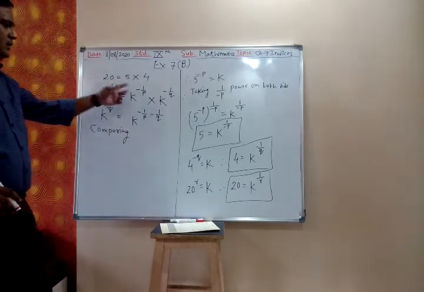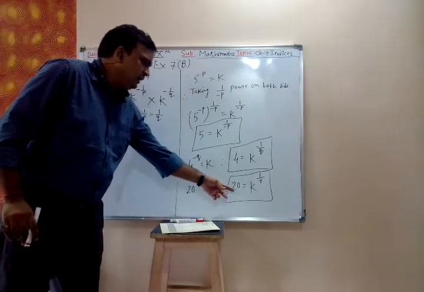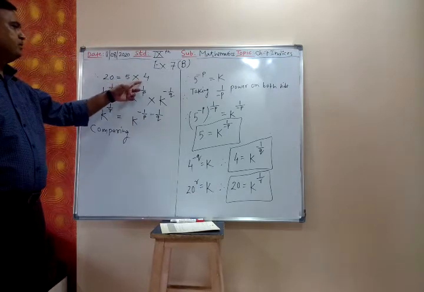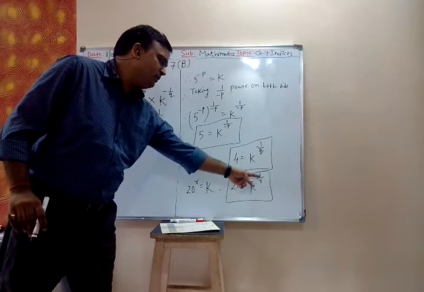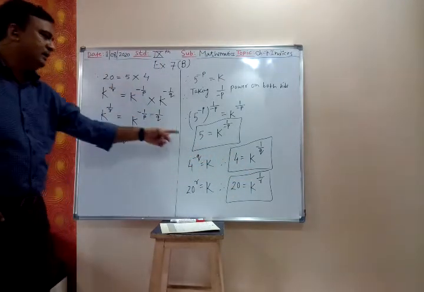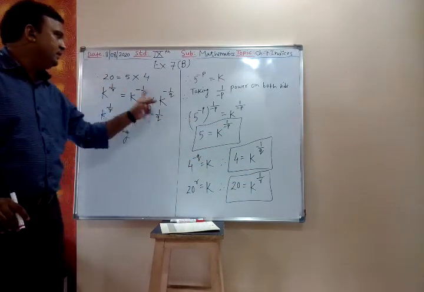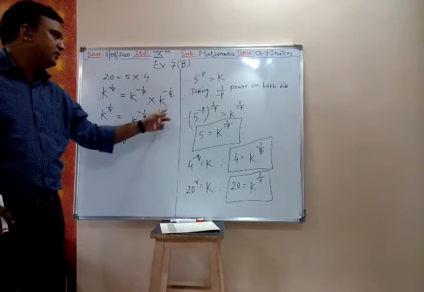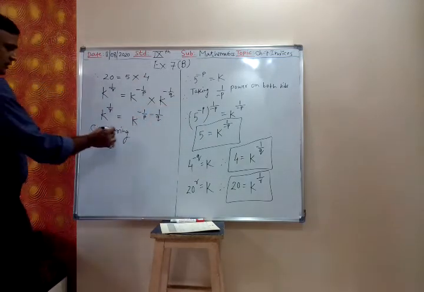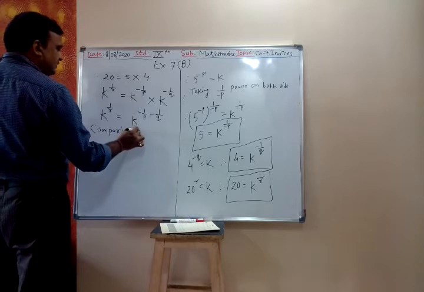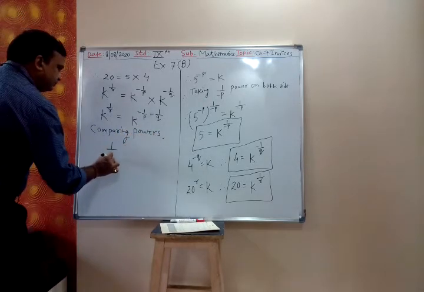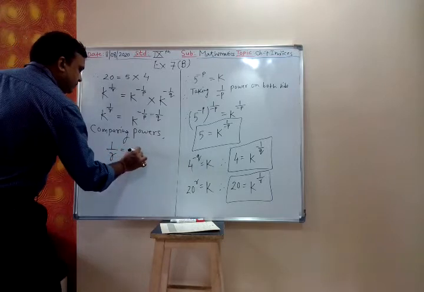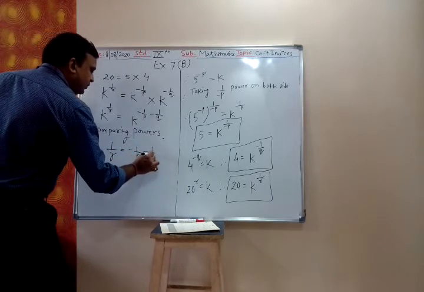We are writing 20 as 5 into 4. Then we are replacing 20 by its value. 20 is k raised to 1 by r. 5 is k raised to 1 upon minus p. 4 is k raised to minus 1 upon q. Now after simplifying this, comparing powers, you will get 1 upon r is equal to minus 1 upon p minus 1 upon q.